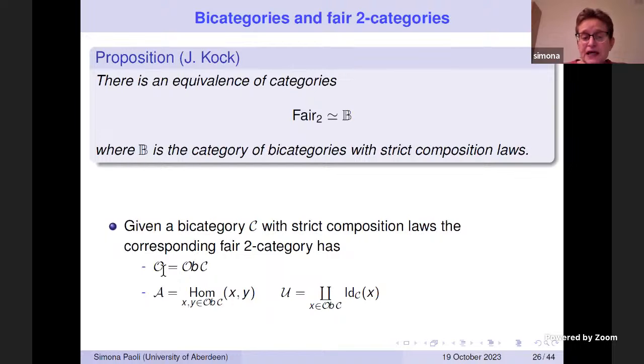So the category of objects, the one that corresponds to x0, is the object of the bicategory C. x1 corresponds to the hom category. Yes, maybe there is a slight mistake here, because you have to take all of them, so it would be the coproduct of all these things. And the identity, x of v of 1, corresponds to this category of weak units. Okay.